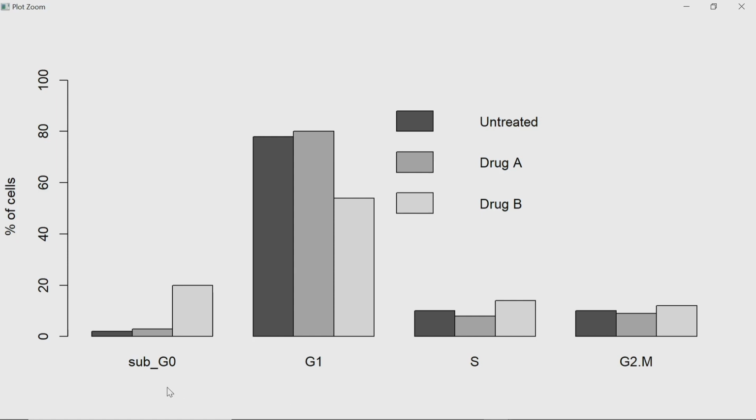In this you can easily understand that for drug B treated, a large proportion of cells are now in sub G0, and that has caused a decrease in G1 phase cells, whereas some G2M and S phase cells have also increased for drug B treated, whereas drug A treated samples are almost similar to the untreated one. So, how have I achieved this using the barplot function? Let me explain that now.